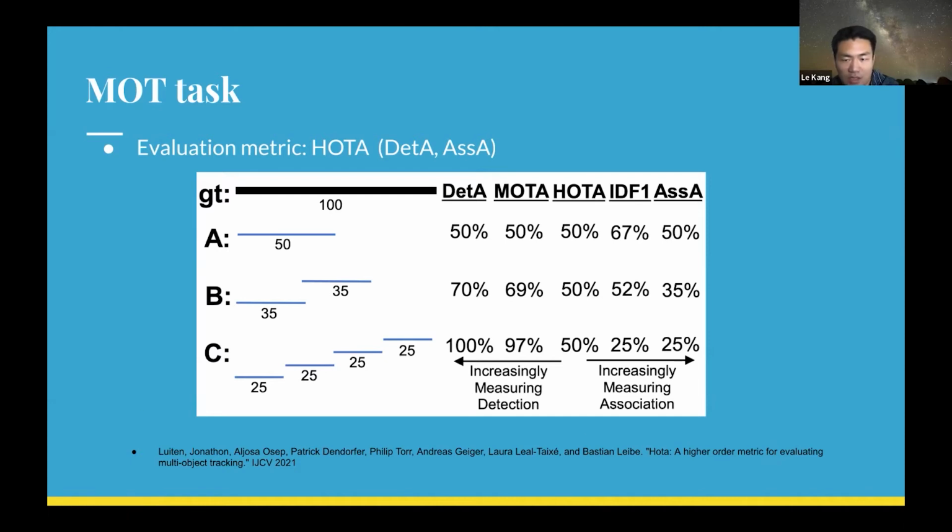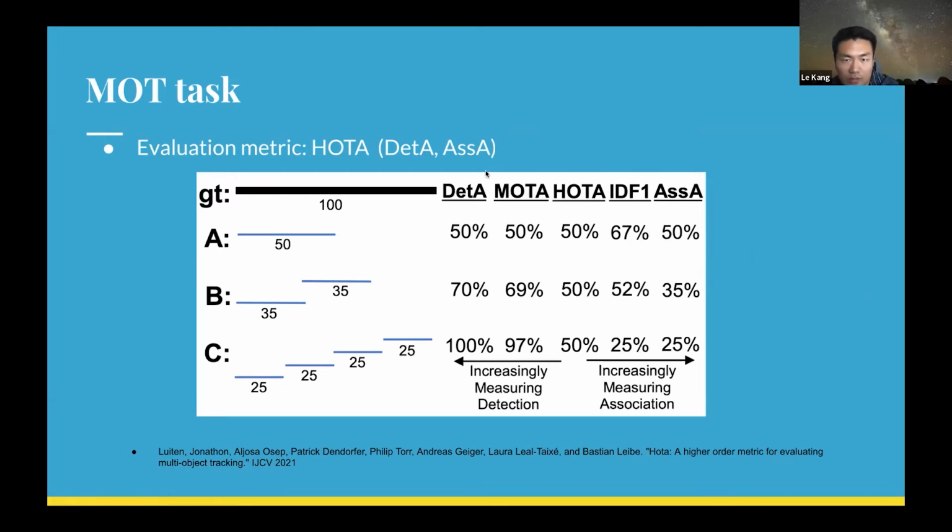This figure is from the HOTA paper. Here's a simple example. Say we have a ground truth tracklet, and A, B, C are three different tracking results. A is a tracklet that has 50% overlap with the ground truth. B actually has an ID switch in the middle, and the two sub-tracklets each have 35% overlap. Well, C has too many switches, but the detections together overlap with the ground truth entirely, just the ID switches too many times.